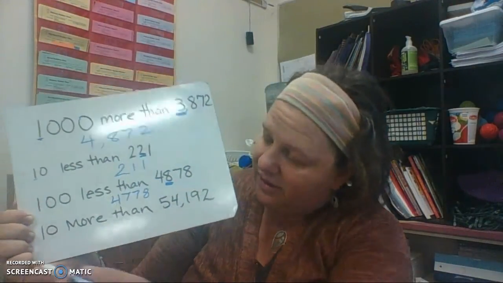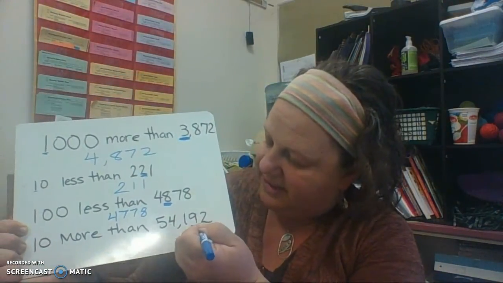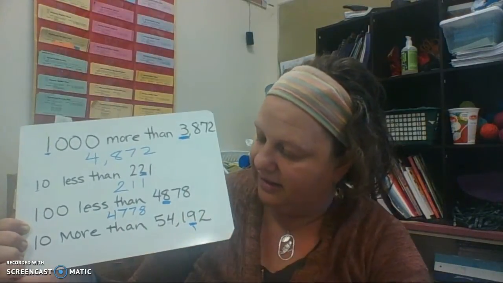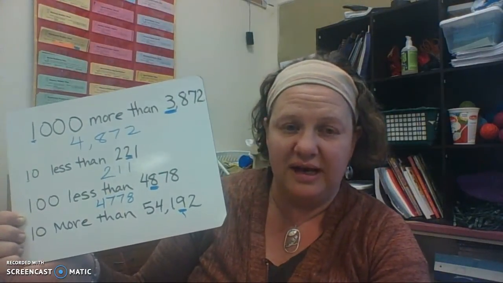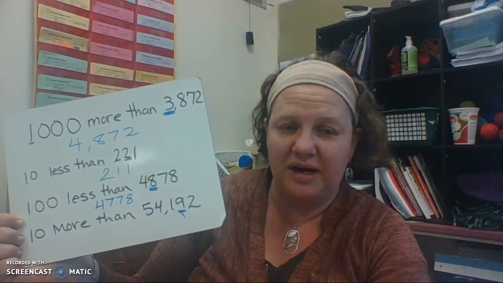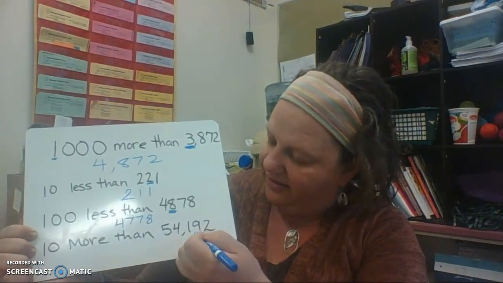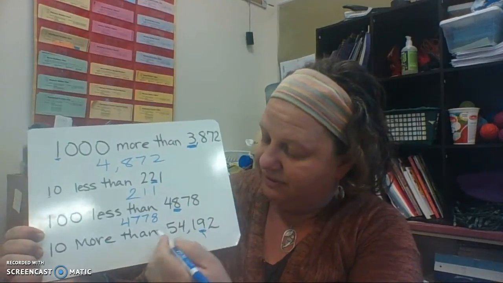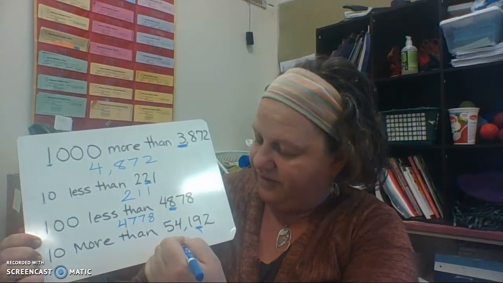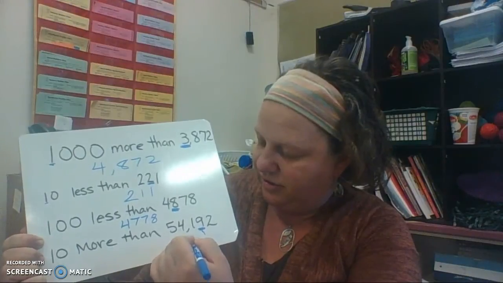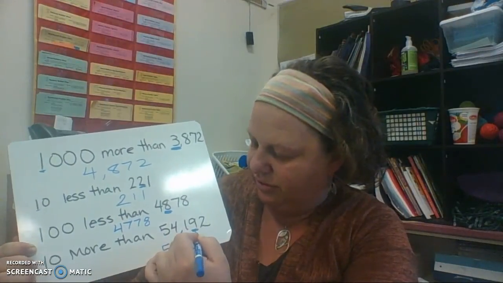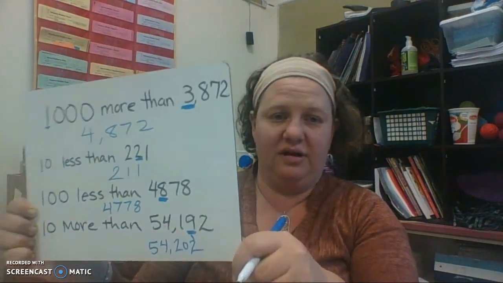And then the last one, even though the number is 54,192, we're only going 10 more than. So let's take a look at that. Here's my 10 more than. Ooh, and that's a 9. So what that's going to do in that case is it's going to boost that up and actually make your hundreds go up one more, because we can't have 10 in a place value, but we'll have a 0 there. So we have 54,202 for the answer there.